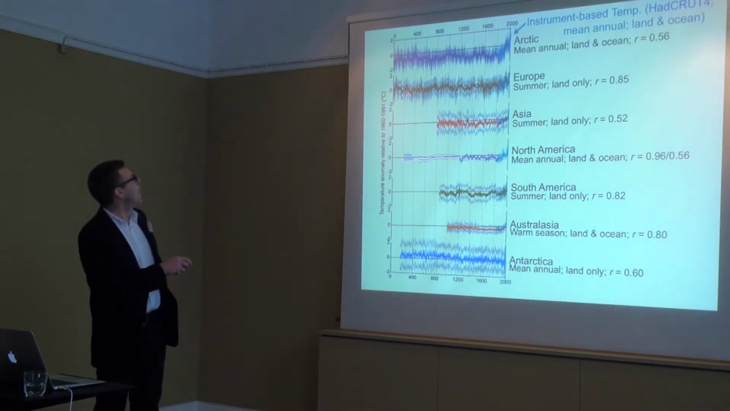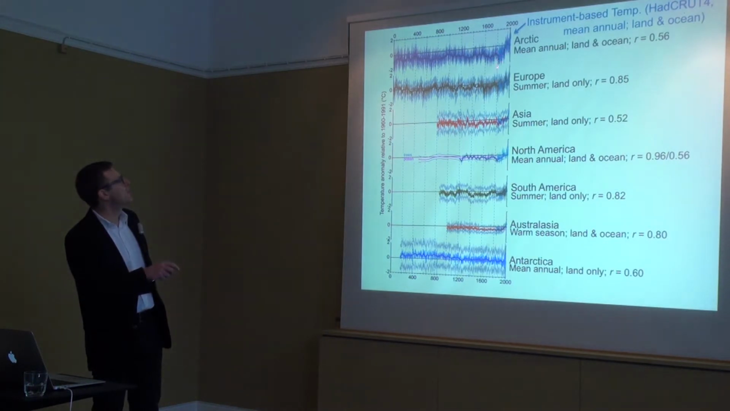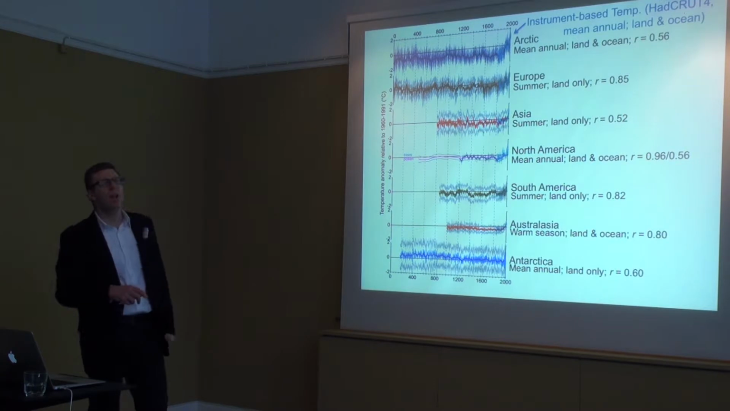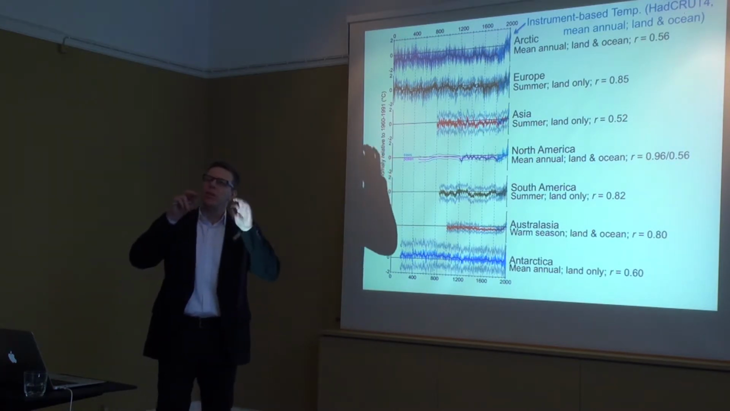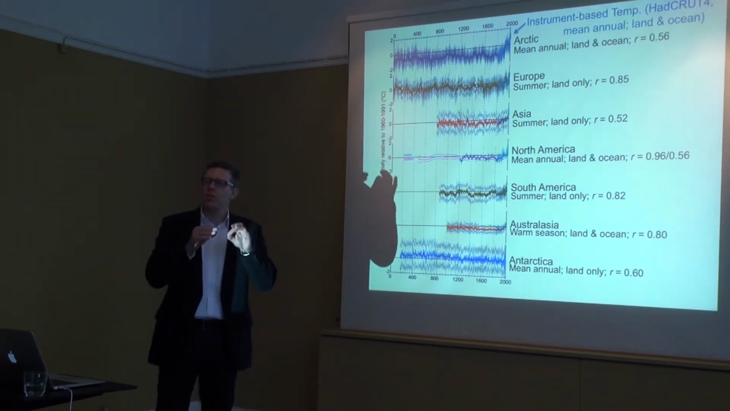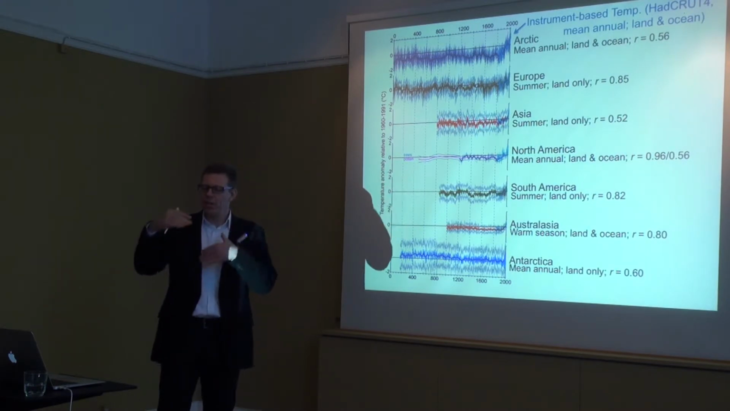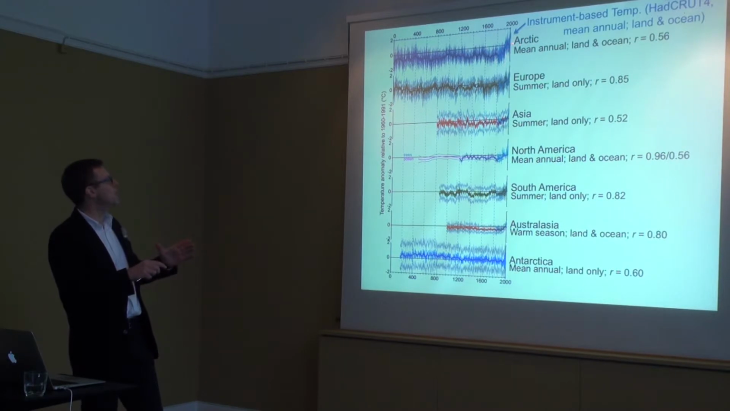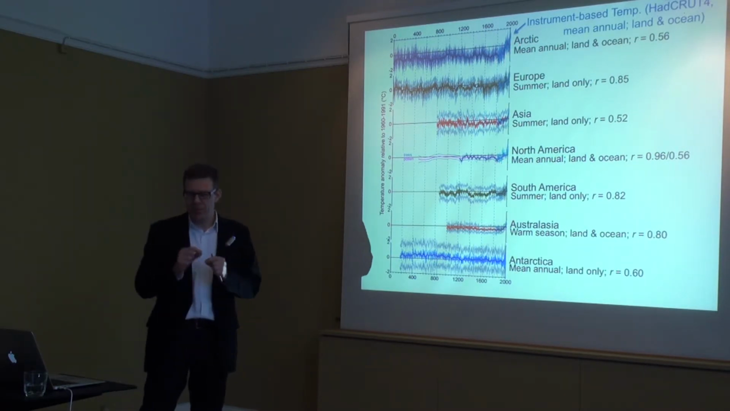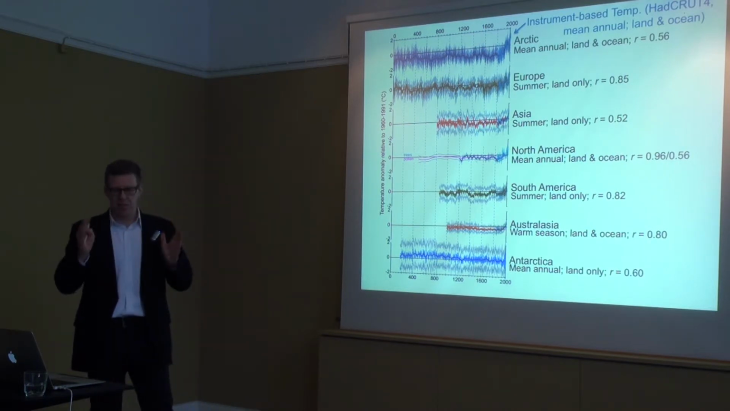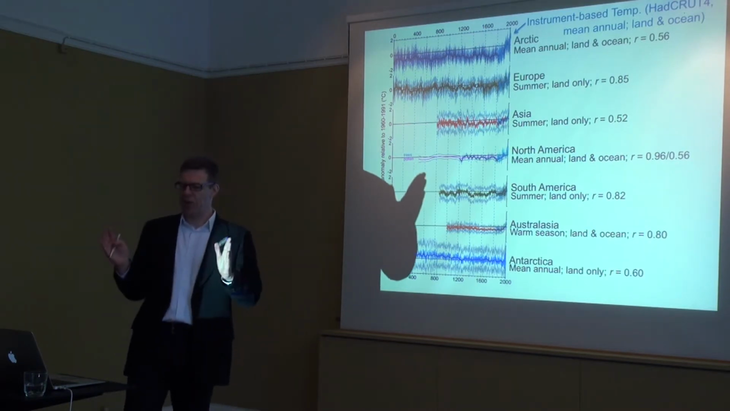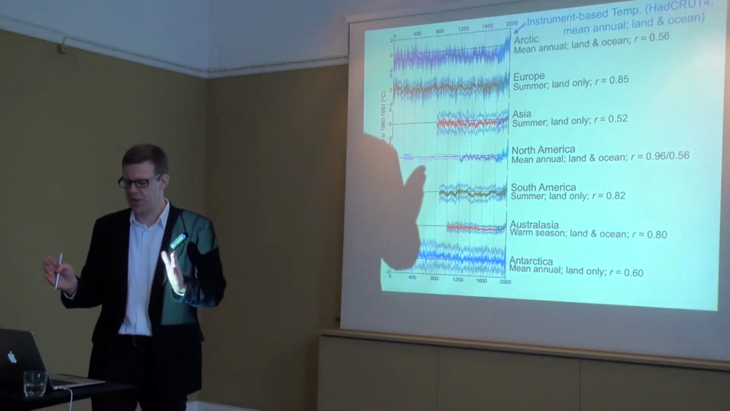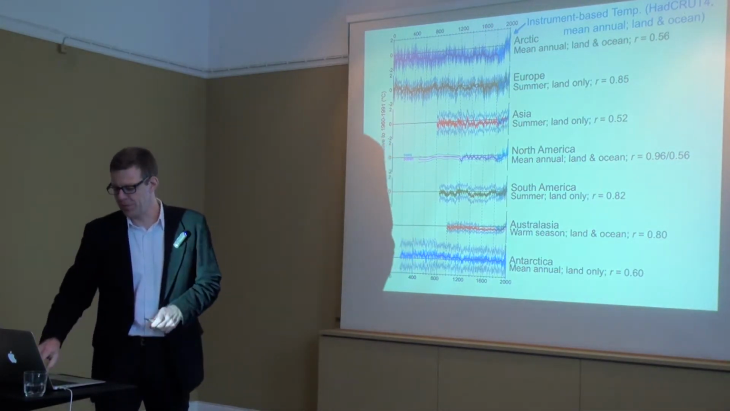And you can compare the temperature reconstructions with the instrument-based temperatures and see how well the reconstructions based on the archives represent the entire region. So these little light blue bits of curve represent the average temperature in the region, in the box of the region.